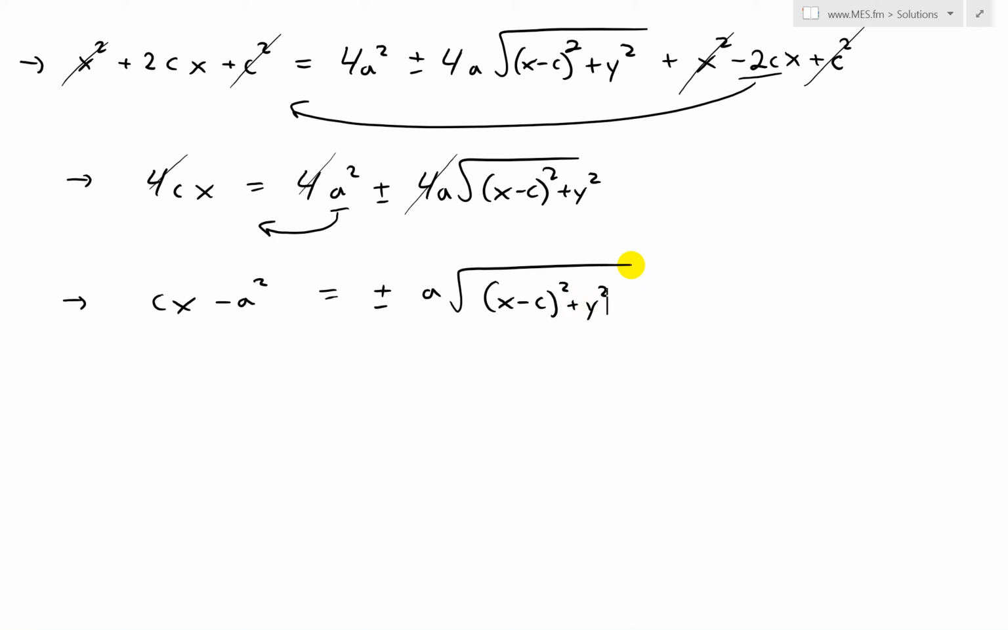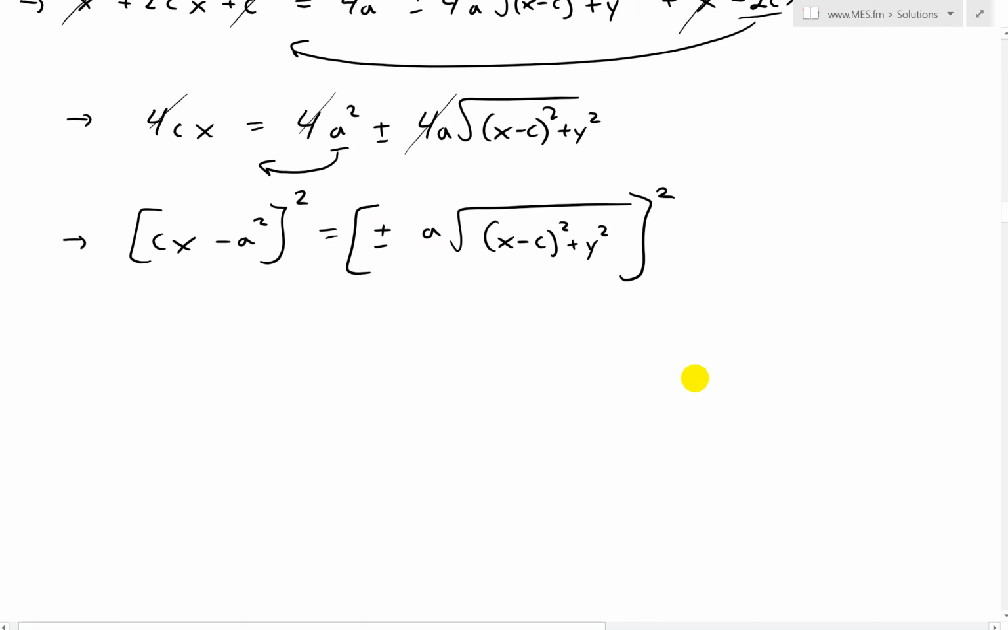And now what we can do is square both sides, so we can get rid of the square root as well as this plus or minus. So we can square both sides. Again, if it's negative, squaring it just becomes positive, because negative times negative is positive.